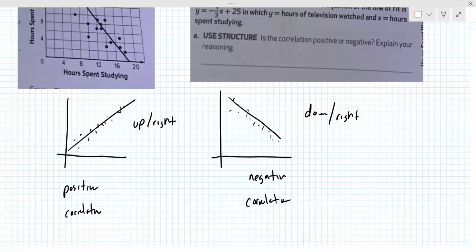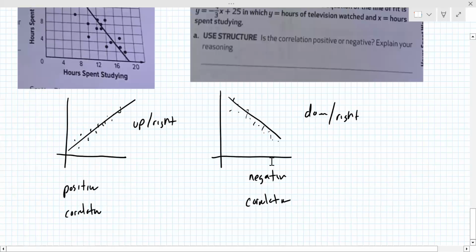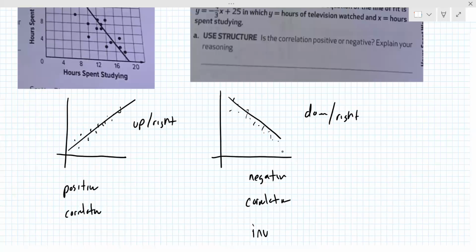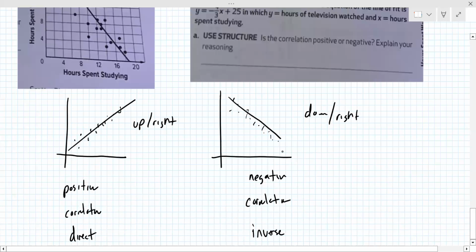So negative correlation occurs when the more of one thing you do, the less of another that you do. Yeah, the hotter it gets, the less time you spend outside, maybe. Something like that. But it's called an inverse relationship, and the other one's called a direct relationship.